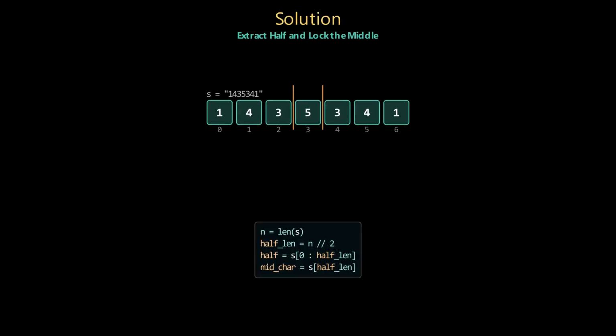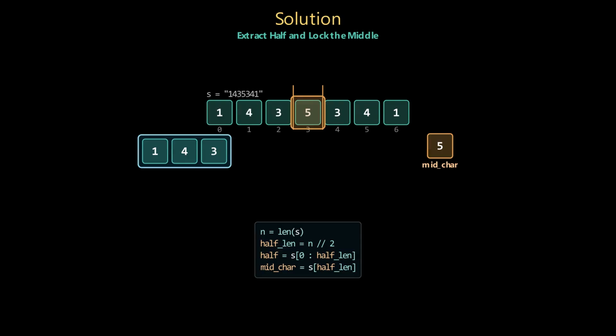With an odd length string, our extraction step requires precision. We isolate the first half of the string into our working array, but we deliberately lock the absolute middle element inside a fixed center anchor. This middle digit will remain completely untouched by our permutation loops.